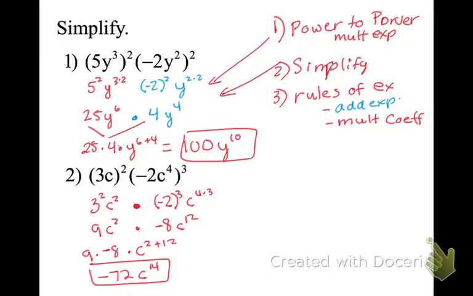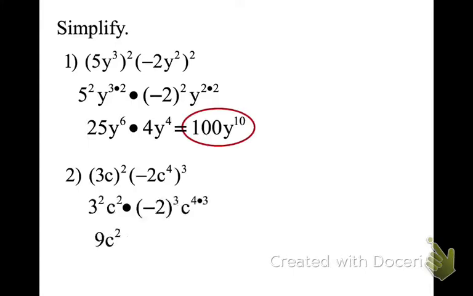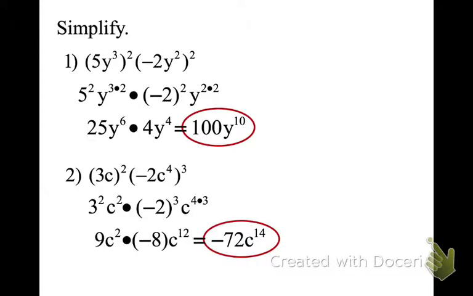Okay, we do our power to a power here. We're simplifying. And then we use our rule of exponents, rule of multiplying exponents. We're just multiplying monomials.